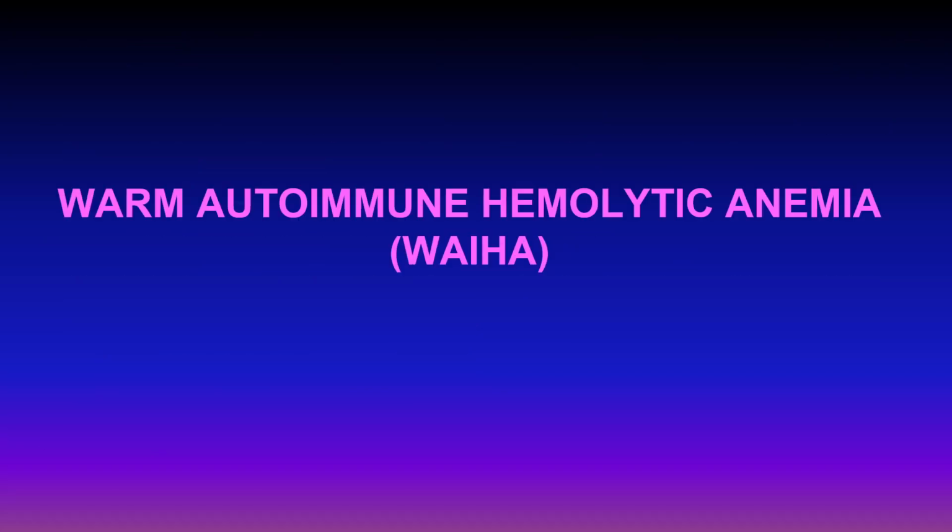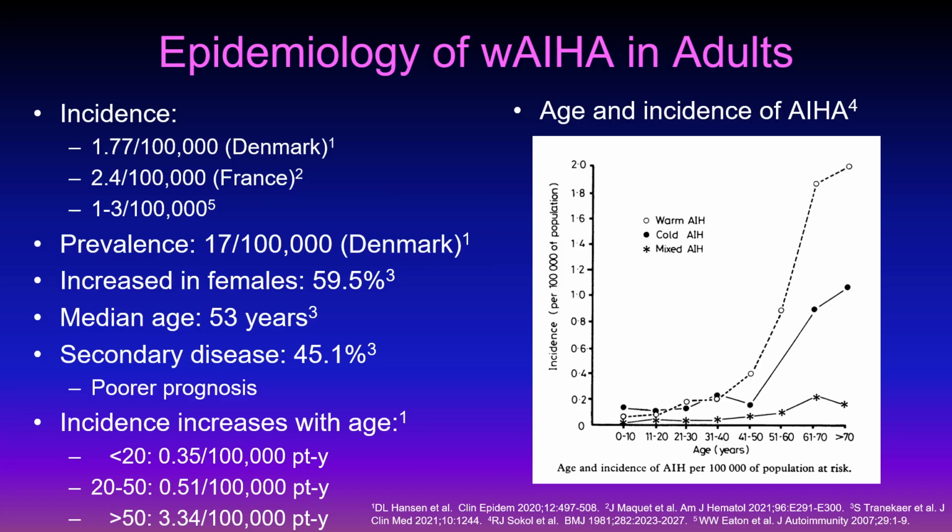So what is warm autoimmune hemolytic anemia? This is a disease that happens with increasing frequency as you get older. So as you get older, your incidence of warm antibody hemolysis rises. Your incidence of cold autoimmune hemolysis rises. It can still happen in younger populations, but like many things in life, the older you get, the more things don't work as well as you'd like them to work.